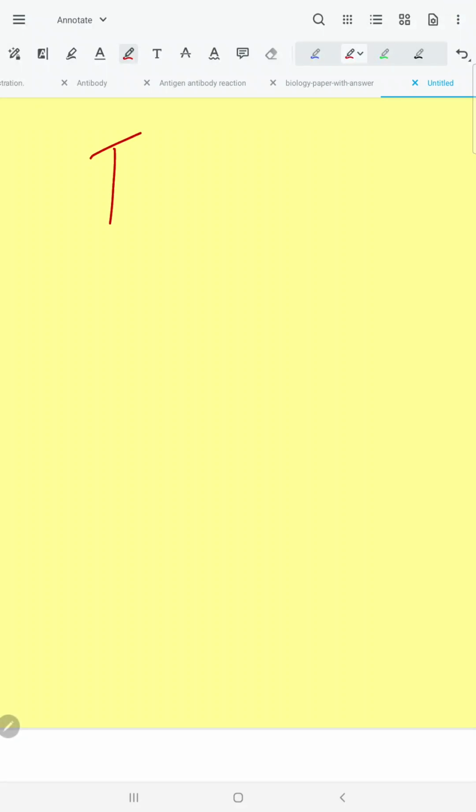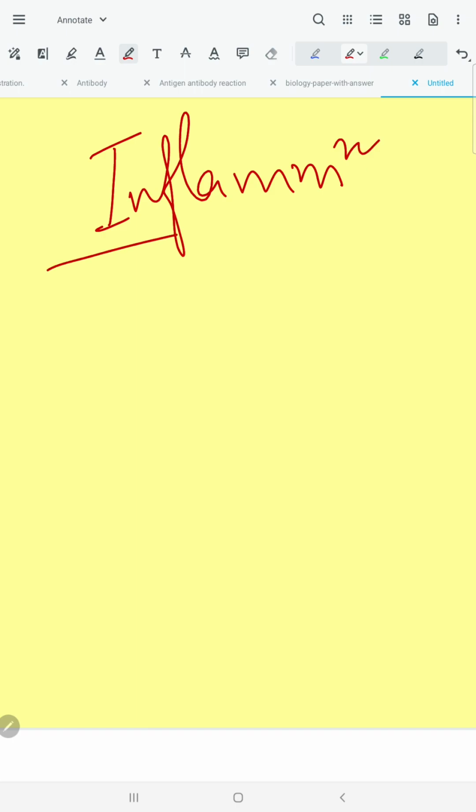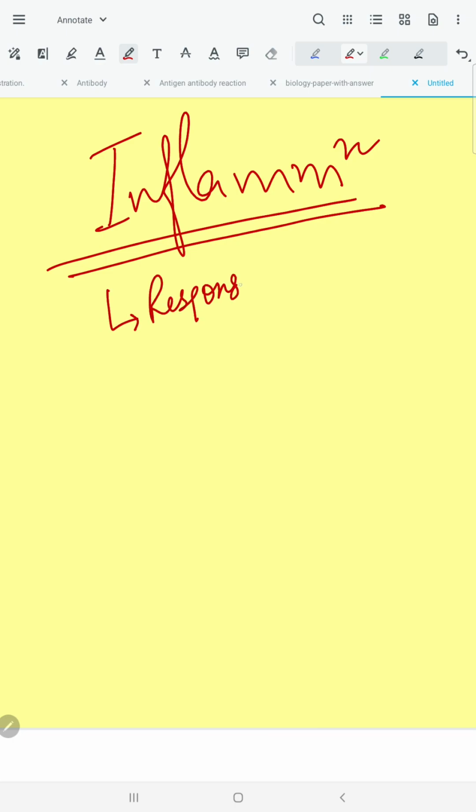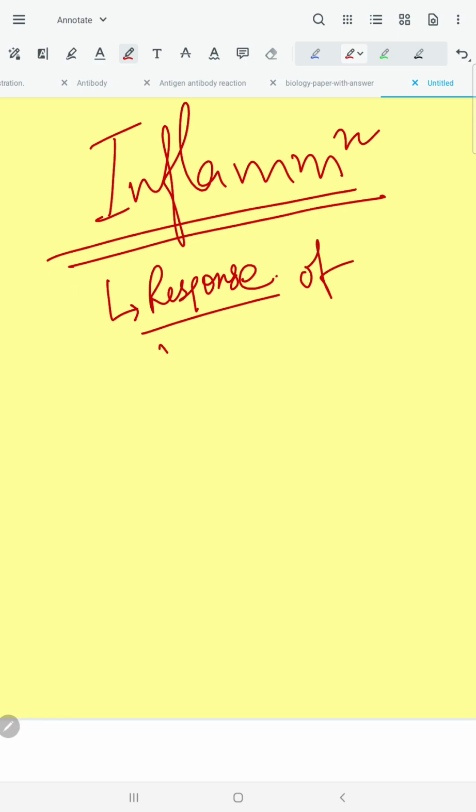Let's start with something called inflammation. First of all, we'll be defining inflammation. So, inflammation is a response. First word that you need to tell, it is a response. A response of what? The response of vascularized tissue. Inflammation is a response of vascularized tissue.